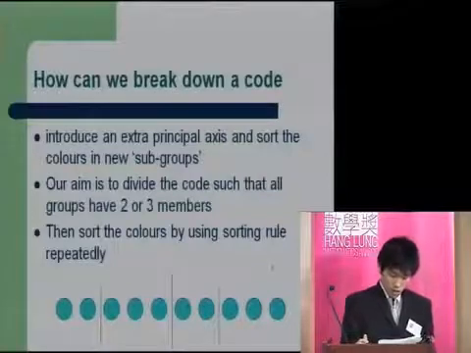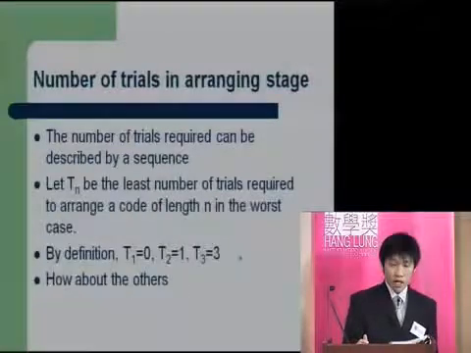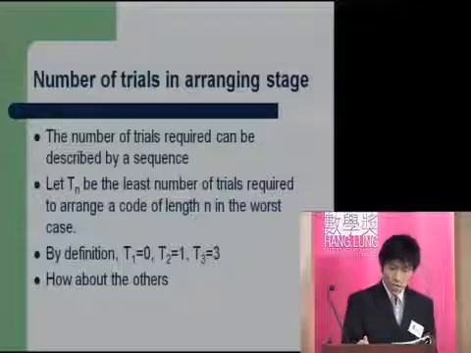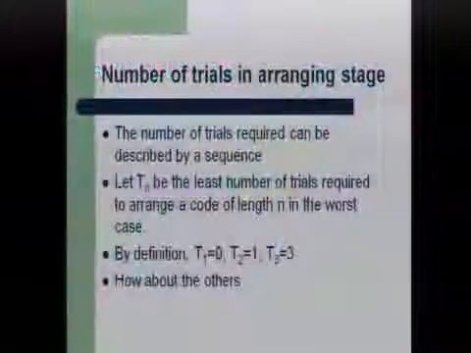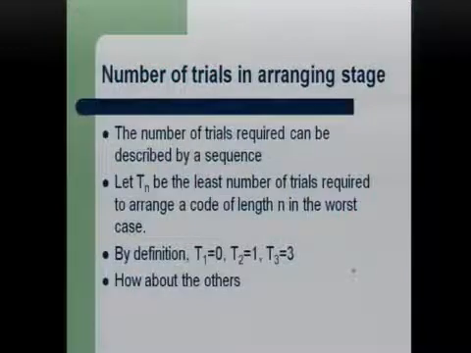Now, we want to know the trials required in arranging the code. Let Tn be the least number of trials required to arrange a code of length n in the worst case. From our definition, no matter where we place our principal X's, we must have T1 equals 0, T2 equals 1, and T3 equals 3. But how about the others?